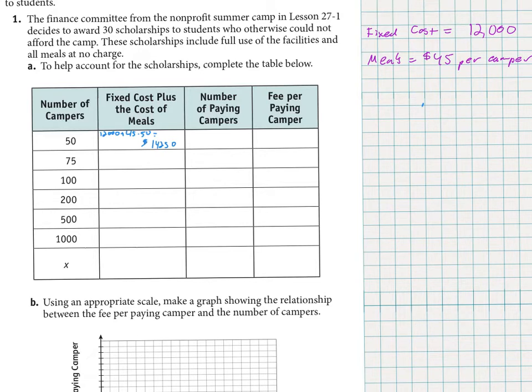But the number of paying campers, of course, when there's only 30 scholarships, that's going to be subtracting 30, so there's only 20 paying campers. I have to divide that now over 20 instead of 50. So I just subtracted 30 from that 50, and you'll do the same along the lines. That is going to be $712.50 per camper. So pretty expensive with only 50 campers.